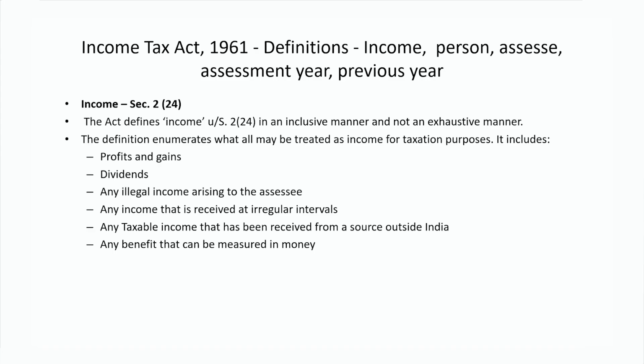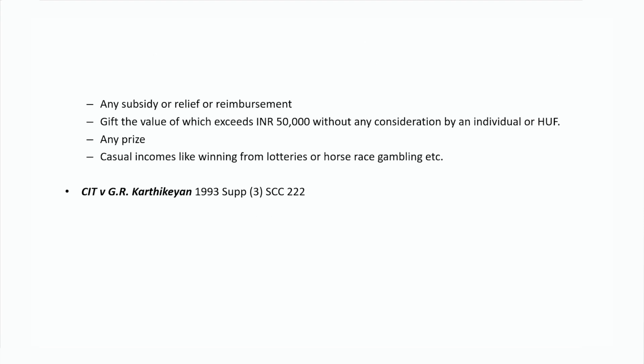The definition enumerates what all may be treated as income for the purposes of taxation, and it includes profits and gains, dividends, any illegal income arising to the assessee, any income that is received at irregular intervals, any taxable income that has been received from a source outside of India, or any benefit that can be measured in money, any subsidy or relief or reimbursement, a gift which has been received, the value of which exceeds rupees 50,000 without any consideration by an individual or HUF, any prize, any casual income that has arisen, for example winning out of lotteries or horse races or gambling, etc.